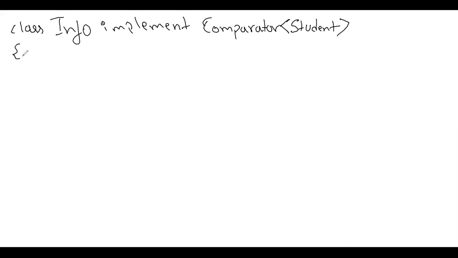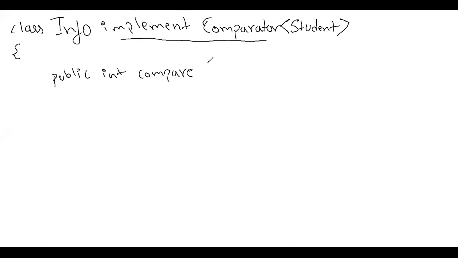Then I will define the class. Now one thing you have to understand: whenever you are implementing the comparator interface, there is one abstract method, and we compulsorily have to give the body for that. The method name and signature you have to write exactly as it is. There is only one method in the comparator: public int compare. This is the method signature which you have to write as it is.